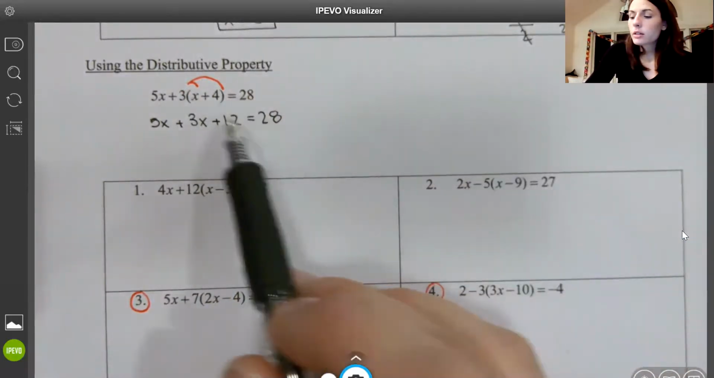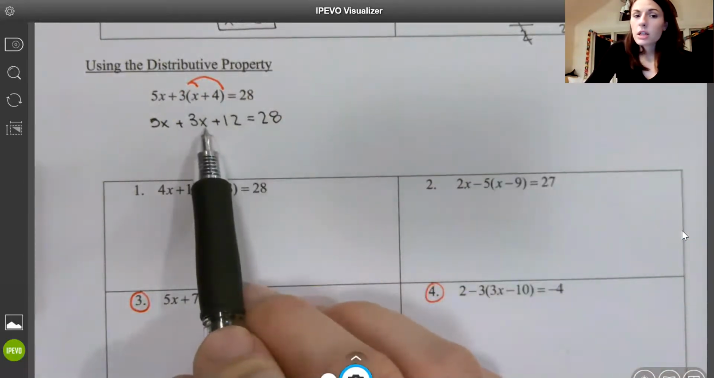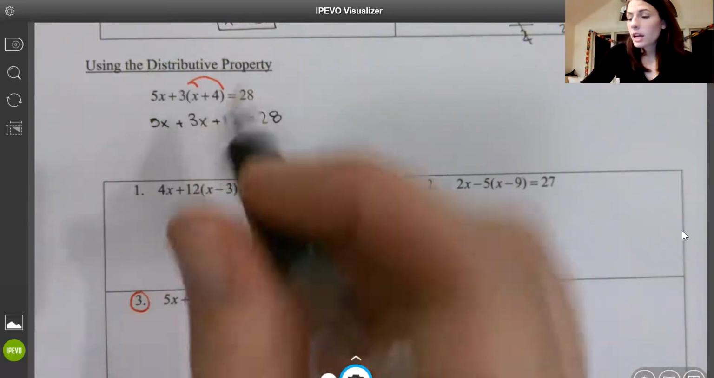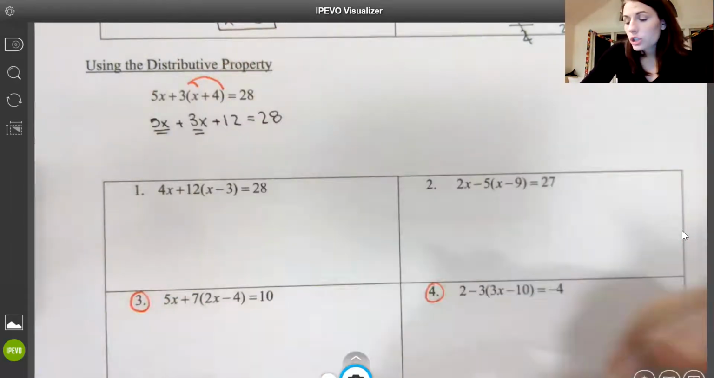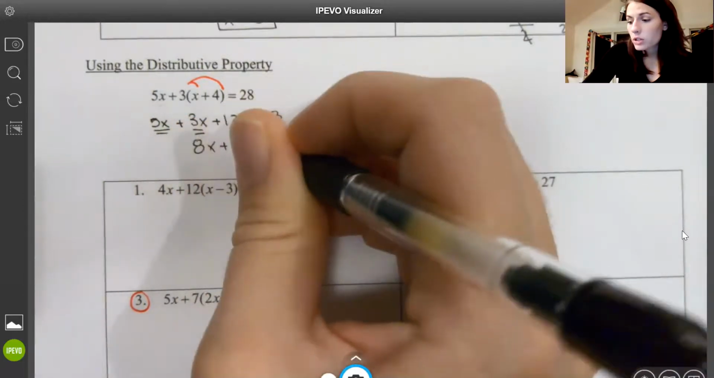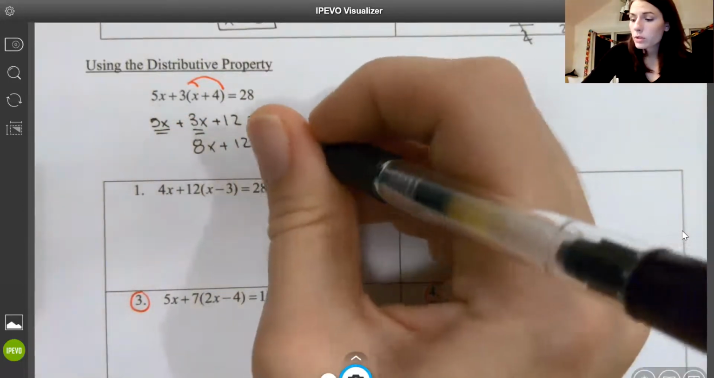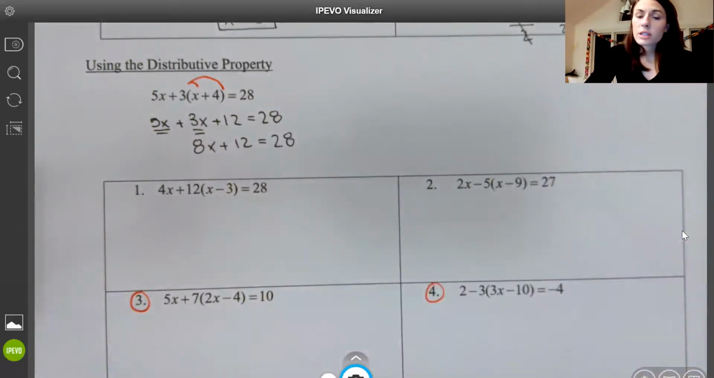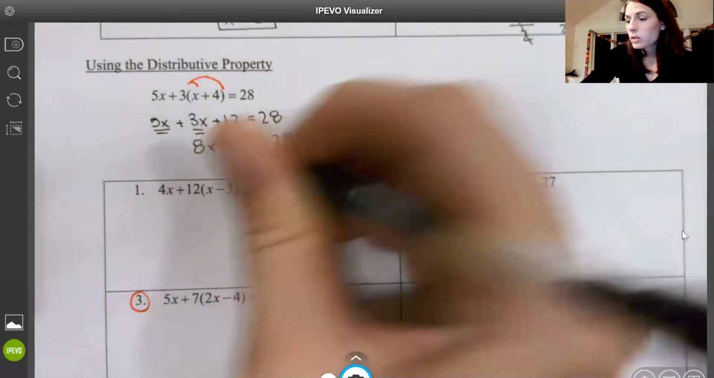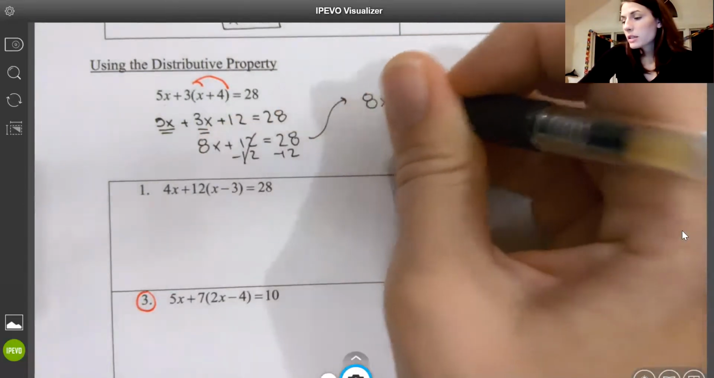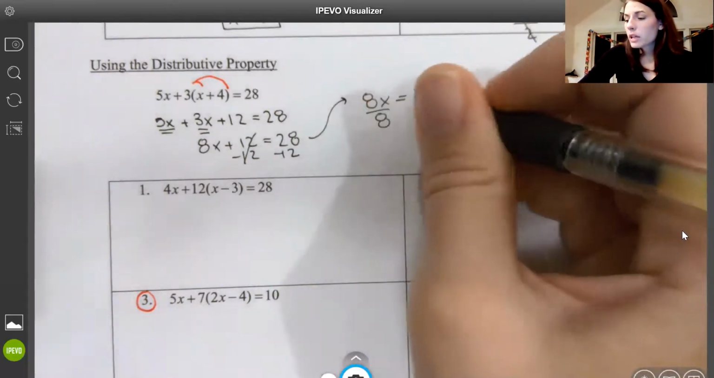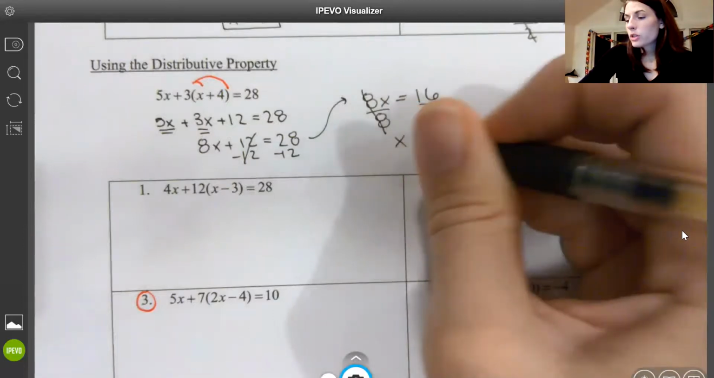So step 1, clear the parentheses. Step 2 that we wrote up above is combine like terms. So now that I've distributed, I can see that I have like terms here that I should combine. Altogether, I have 8x on this side of my equation. 8x plus 12 equals 28. My variables are to one side, so I'm good to go there. I'm going to subtract 12, which would give me 8x equals 16. And I'm going to divide by 8, which gives me x equals 2.